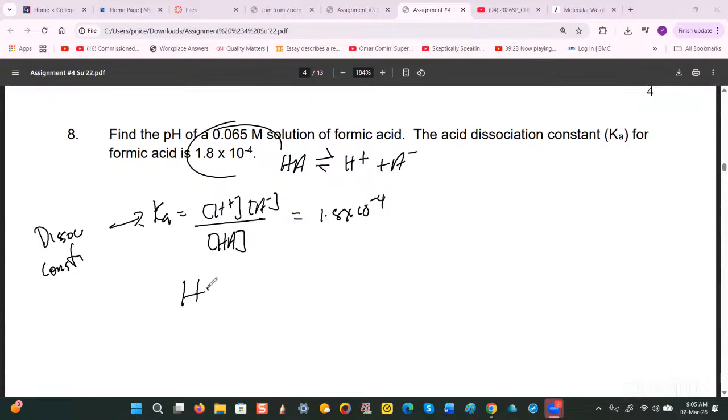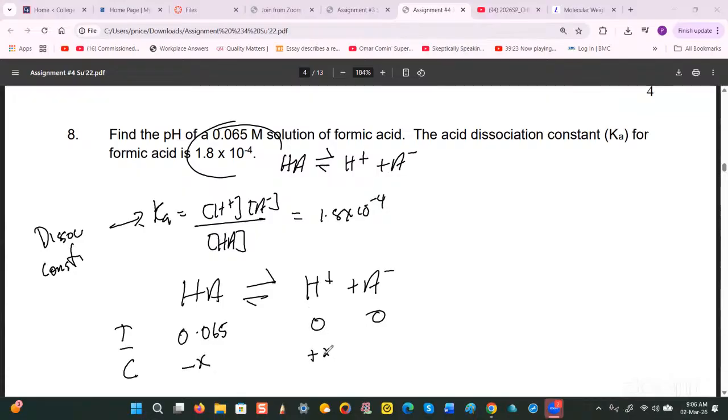So I'm just going to rewrite the equation here to give H plus and A minus. And then I'm going to set up the ice table. Initially, you're going to have 0.065. Here you're going to have 0. Here you're going to have 0. The change here, we don't know what it is. We're going to call the change in the concentration of HA minus X. So that means that over here, you're going to have plus X, and you're going to have plus X here. So at equilibrium, you're going to have 0.065 minus X. Here you're going to have X. Here you're going to have X.